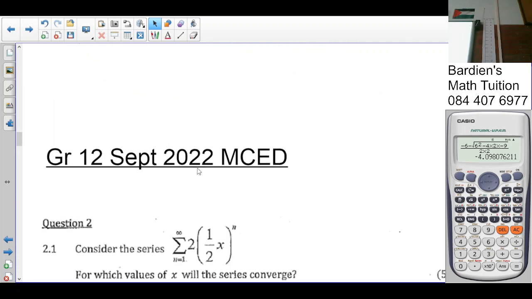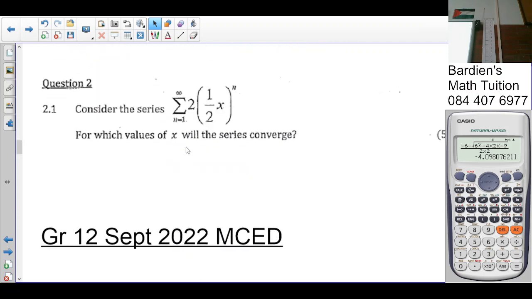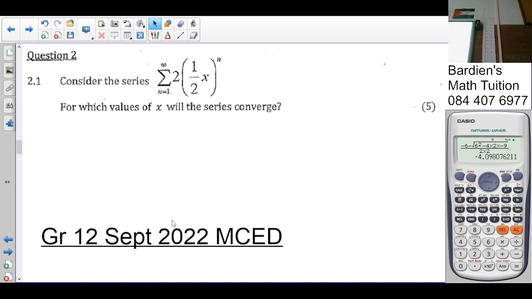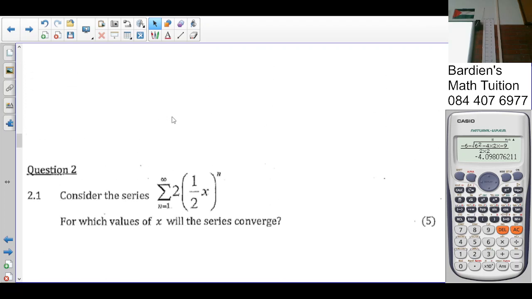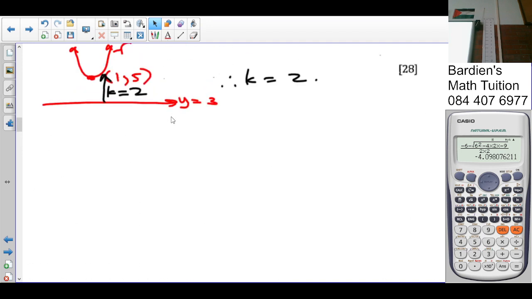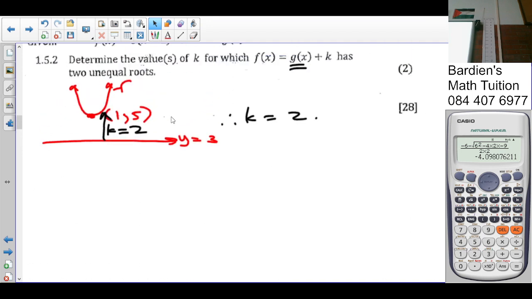The next one. In question 2.1, it says consider the series. It goes the sum, where n is equal to 1 to infinity, so it's the sum to infinity of 2 into. Yes, Michael? Oh, unequal. Sorry, I'm reading equal.